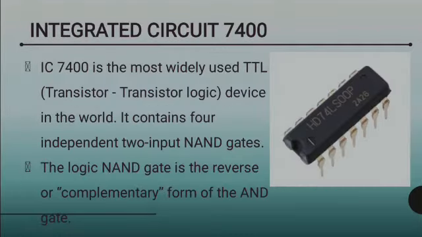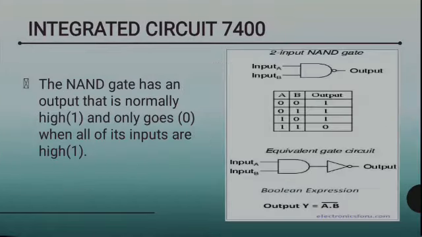Integrated Circuit 7400. IC 7400 is the most widely used TTL device in the world. It contains 4 independent 2-input NAND gates. The logic NAND gate is a reverse or complementary form of the AND gate. The NAND gate has an output that is normally high and only goes low when all its inputs are high. The truth table and the Boolean expressions are shown on the right side of the slide.